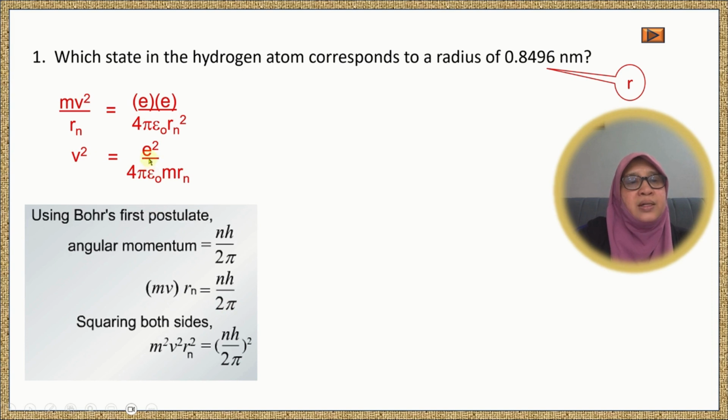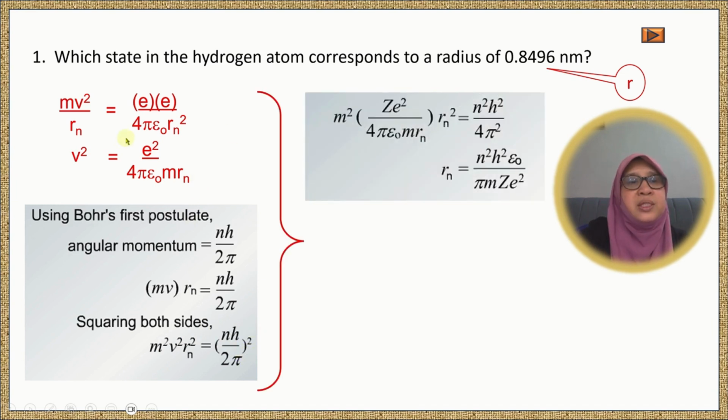To combine this with the first equation above, we need to square both sides of this equation, and we get m squared v squared rn squared equals bracket nh over 2 pi squared. Now we combine these two formulas. We substitute the v squared from the first formula into the second formula, and make the radius rn the subject. Cross multiplying, we get rn equals n squared h squared epsilon naught over pi m Z E squared.